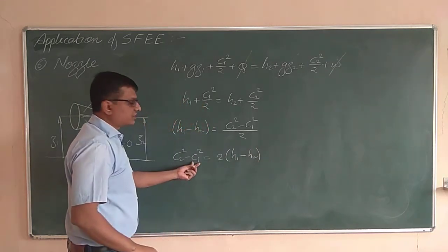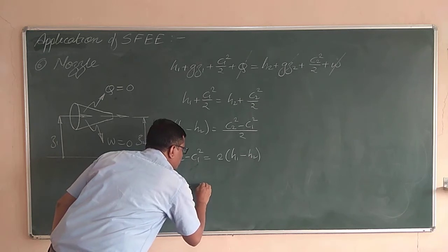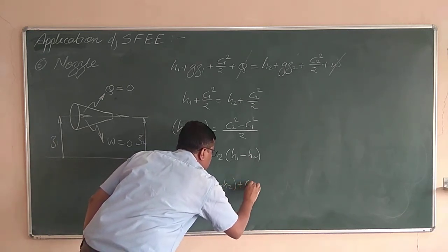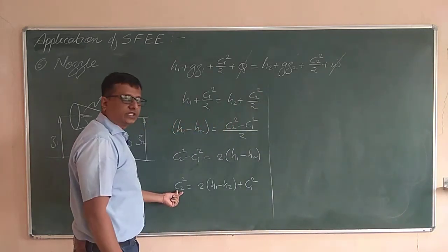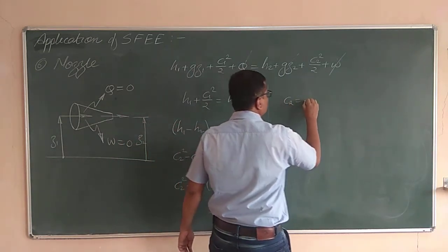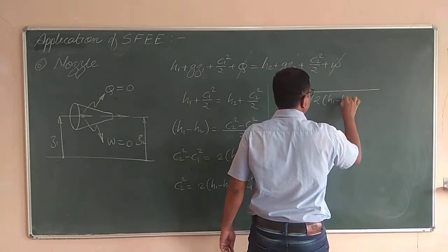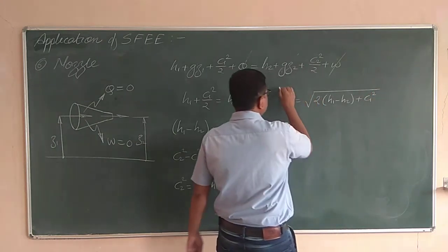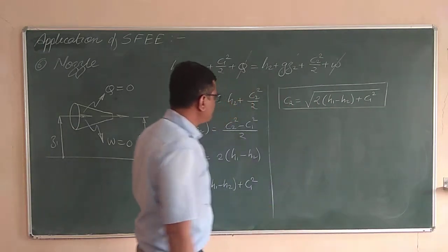So if I take the C1 square over that side, what will I get for C2 square? C2 square will be equal to twice of H1 minus H2 plus C1 square. So finally, the equation for the velocity at the outlet of the nozzle, C2, will be equal to the square root of twice of H1 minus H2 plus C1 square, and this is the equation for the speed, or the velocity, of the fluid coming out of the nozzle.